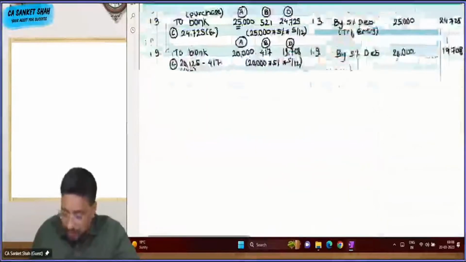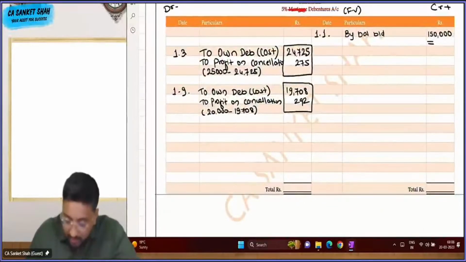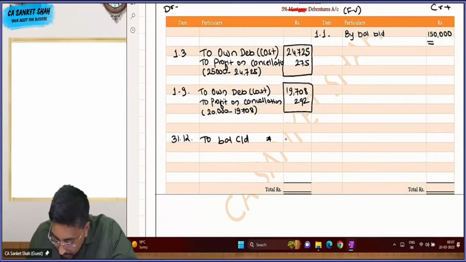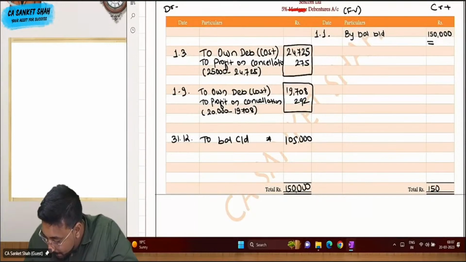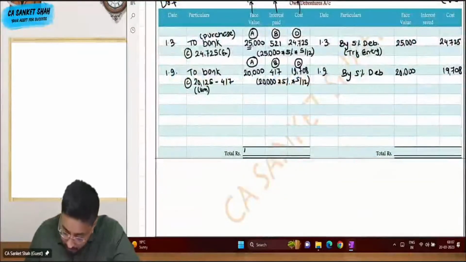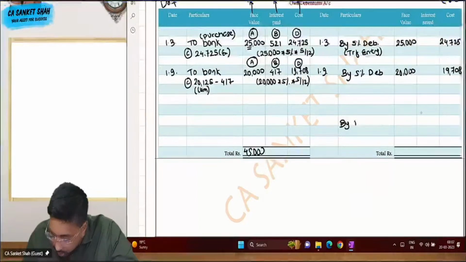Yes, now these accounts are getting cancelled. So you can see here. Now you left with only 1,05,000 to balance carried down. On 31st December, you left with 2 balance carried down. 1,05,000 only. Interest you can transfer it to P&L.